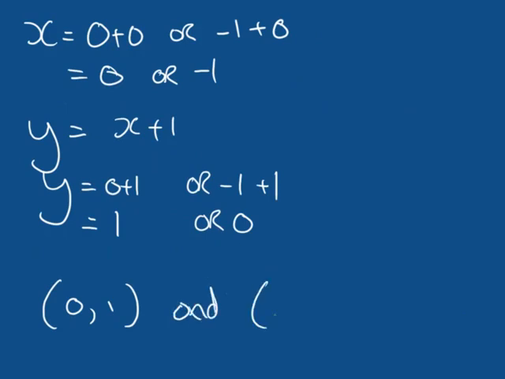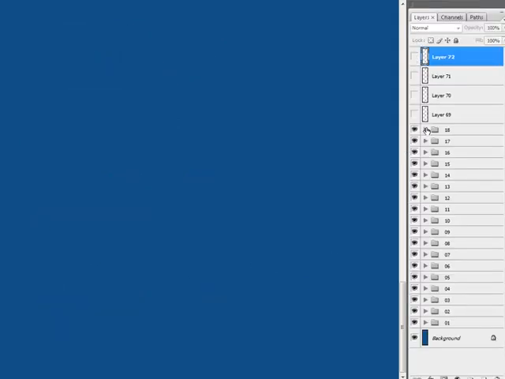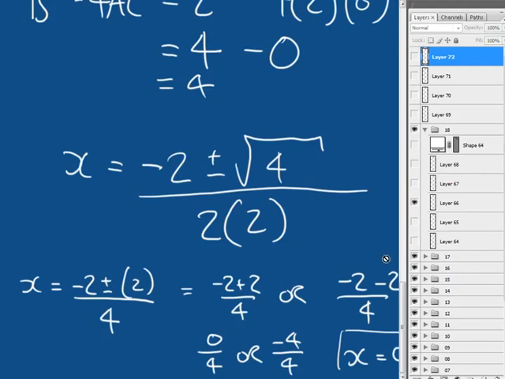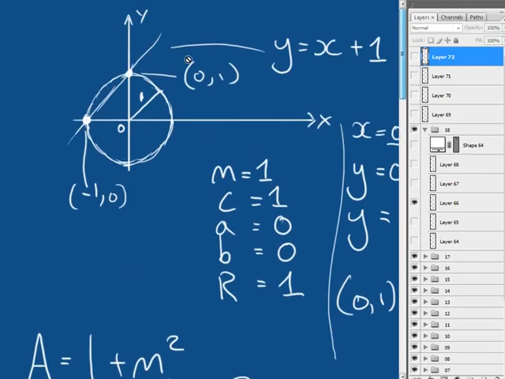and minus 1, 0. We can check that against our previous examples. So 0, 1, minus 1, 0. I believe it's on this slide. 0, 1, minus 1, 0. Our equation is working exactly the same as our previous equation. It's giving us the same results.